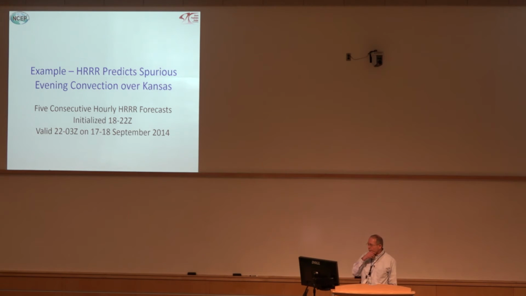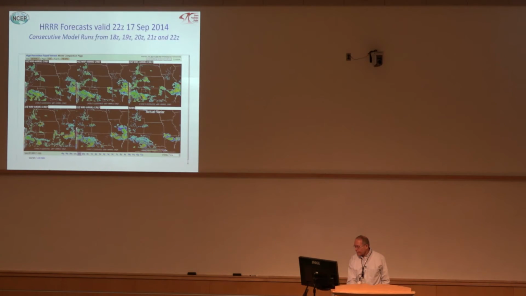I'm going to show you 5 hourly forecasts starting 18Z, and then we're going to look at some forecasts valid out into the evening. So here's the radar at 22Z. This is the 18Z forecast, valid at 22Z, so it's a 4-hour forecast. In the upper middle is 19Z, 3-hour forecast, valid 22. At 20Z, it's the 2-hour forecast. 21Z, the 1-hour forecast. And here's the 22Z initial time. It matches up with the radar reasonably well if you compare these two.